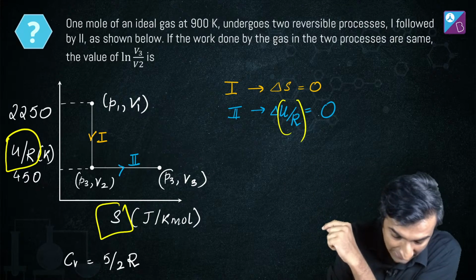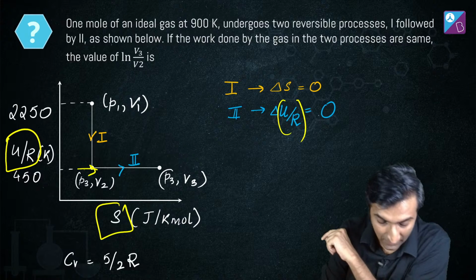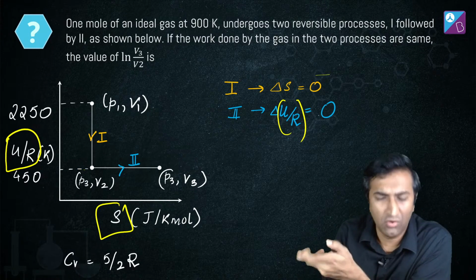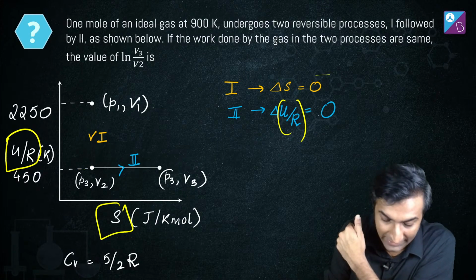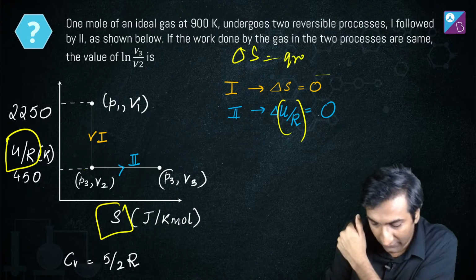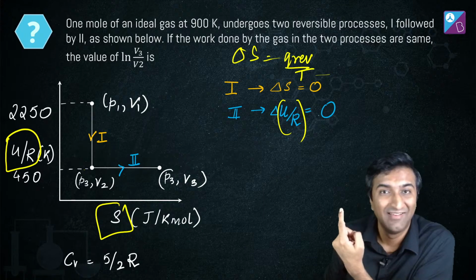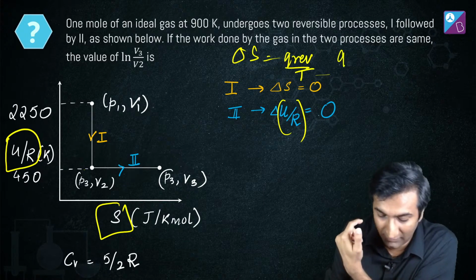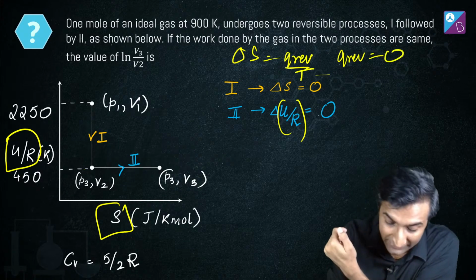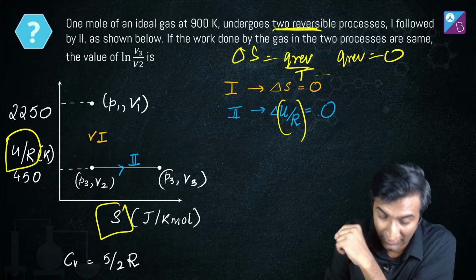मतलब ये value नहीं बदल रही है, या y axis में change है. Delta S equal to 0. Delta S क्या होता है? It is Q reversible by T. तो मतलब Q reversible हो गया 0. And remember, this is a reversible process. That's the first thing to recognize.